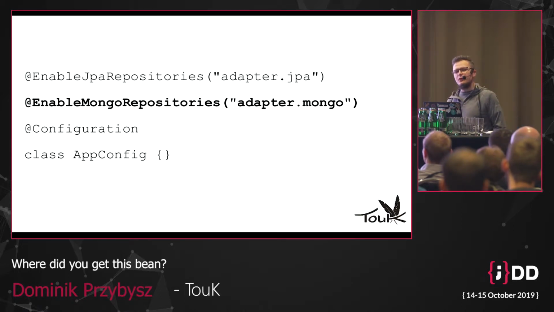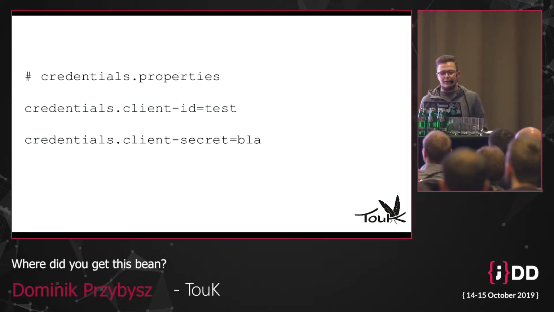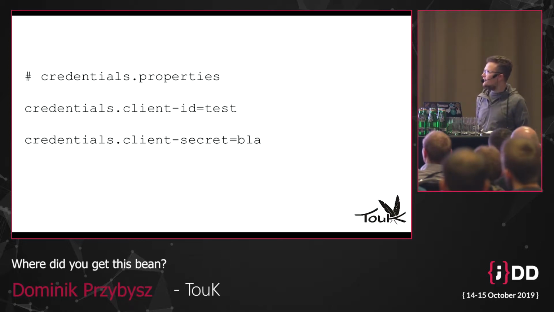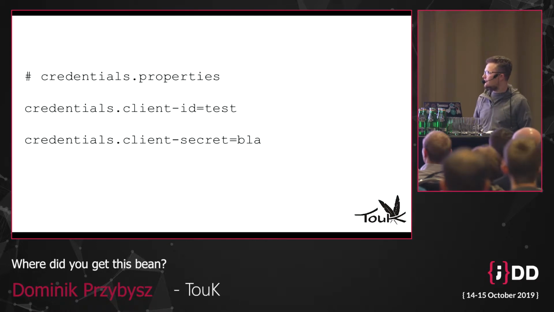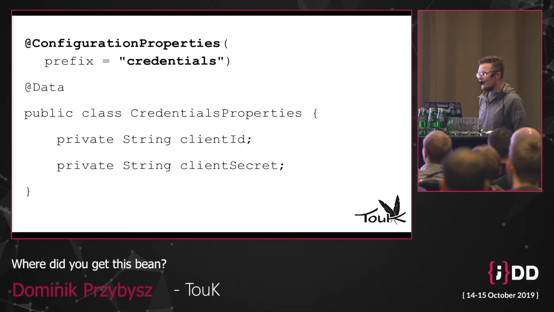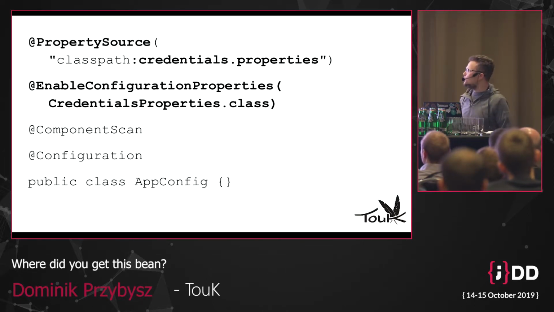Another type of beans that we could find in our Spring context are the configuration properties. Let's imagine that we have a credentials properties file, in which we define the specific prefix, credentials, and all the keys for these properties. Next, we define the class, for example, CredentialProperties, with clientId and clientSecret. We define ConfigurationProperties on top of it with the prefix credentials, and tell Spring on the configuration class that we have a PropertySource. We should use the credential properties.